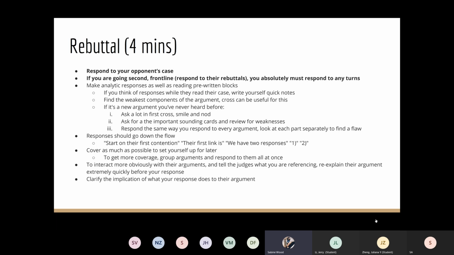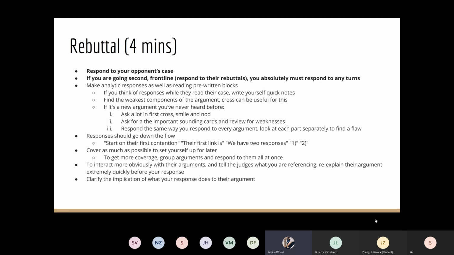Rebuttal, it's important that you cover as much ground as possible, because later it's going to be harder to respond to things that you didn't cover during rebuttal. And so if you want to get more coverage, but you feel like there's just too much and you can't respond to it all at once, then you can strategically group arguments. So when you hear a specific argument, you can characterize how it's similar to another, and then you can respond to them all at once.